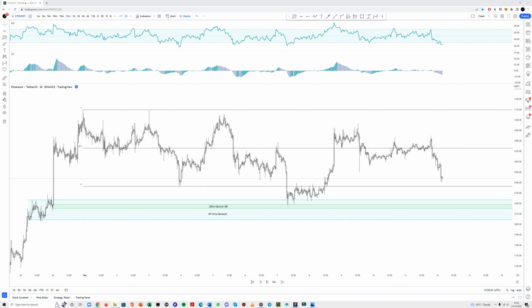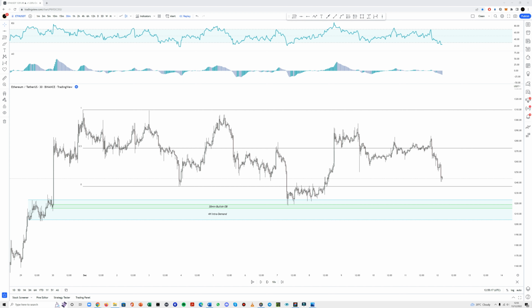Okay, so we can see this 4 hour intra demand in blue, okay, in a bit more detail. That's the 4 hour cluster there. We've also got this 30-minute bullish order block marked, okay? So it's the last down candle before the sharp move to the upside. So I have two zones in here. I've got a zone within a zone essentially: 4 hour intra demand, and then the 30-minute bullish order block.